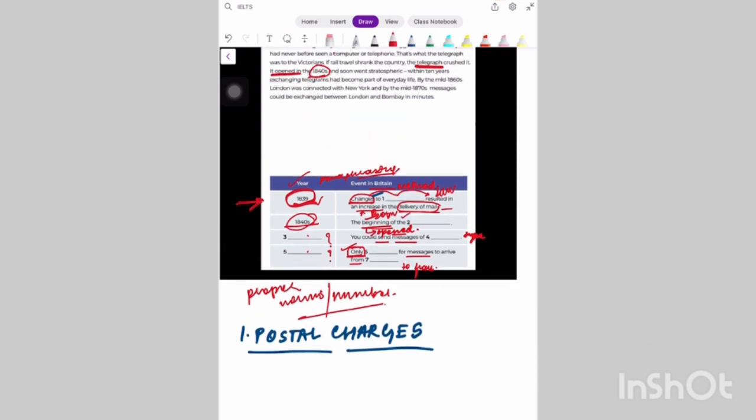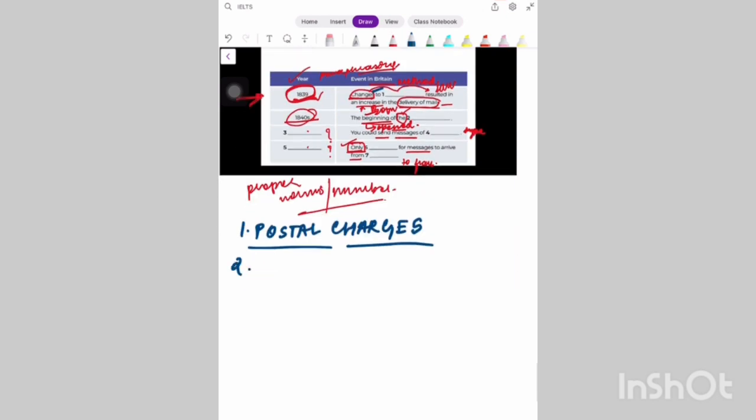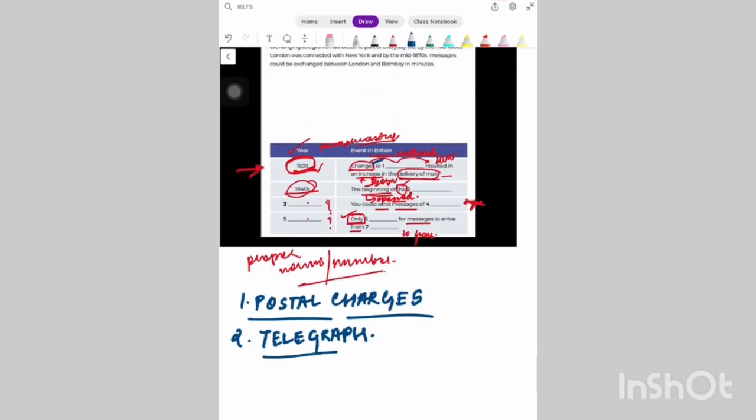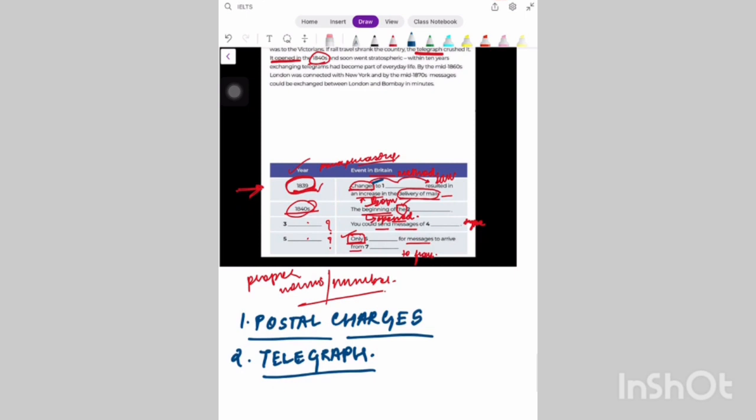Now the word the is already written, so I'm going to write just the word telegraph. Telegraph, in capital letters, because I don't want to lose my points writing in small or half caps. So it's better to play safe and write it in all caps. The next is, I need to identify a year where you could send messages of.